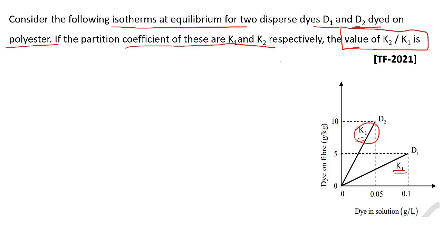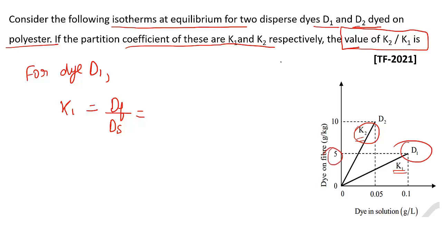For dispersed dye D1, the formula for partition coefficient is dye in fiber upon dye in solution, that is, Df upon Ds. It is the general formula for partition coefficient. For D1, the dye in fiber is 5 and the dye in solution is 0.1. So 5 upon 0.1 comes out to be 50.